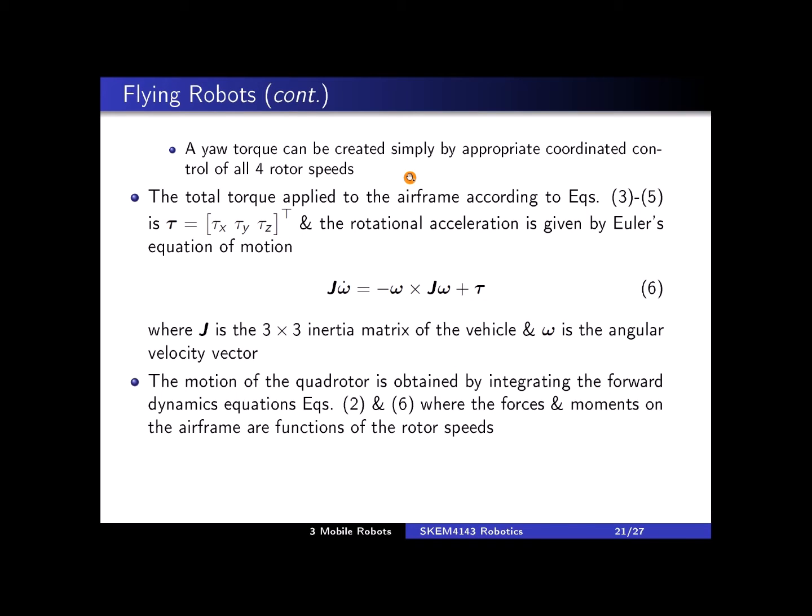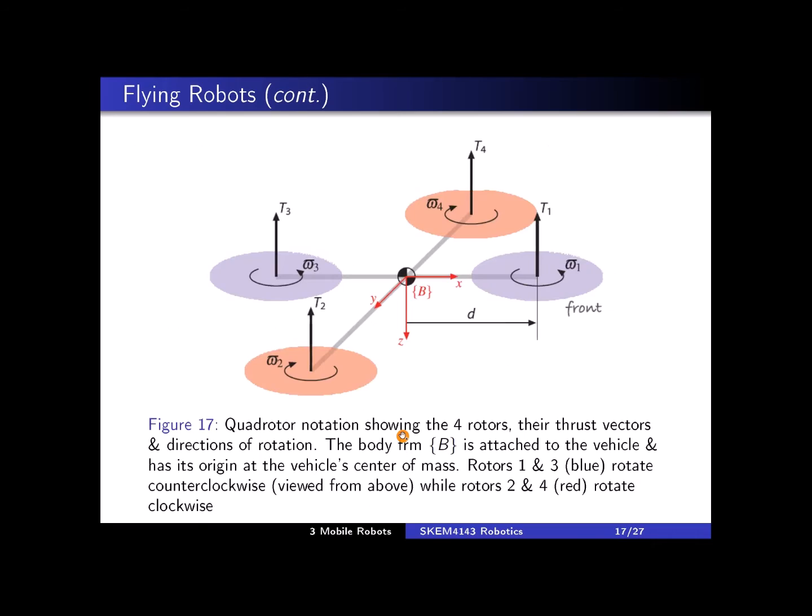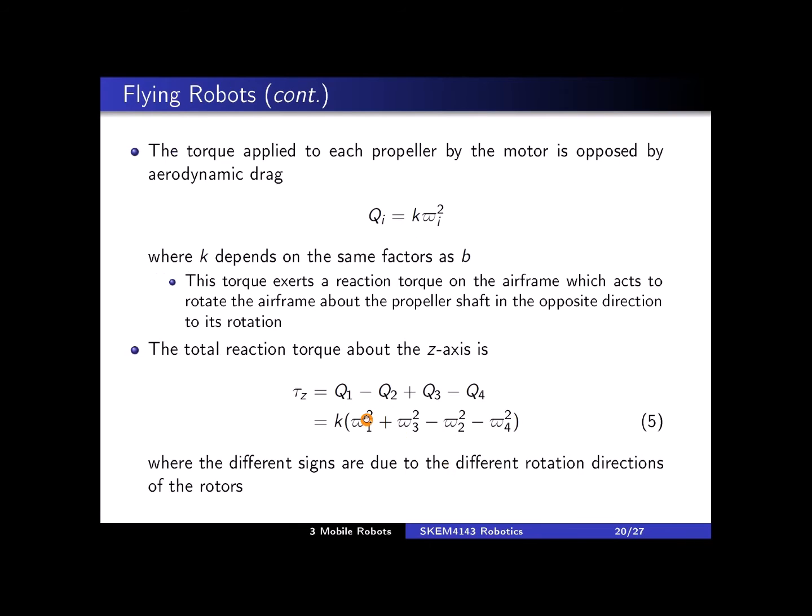Therefore, a yaw torque can be simply created by appropriate coordinated control of the four rotor speeds. So if you want to rotate the quadrotor either clockwise in the positive direction or in the negative direction about the z-axis, you just have to control the speed accordingly, according to this equation.